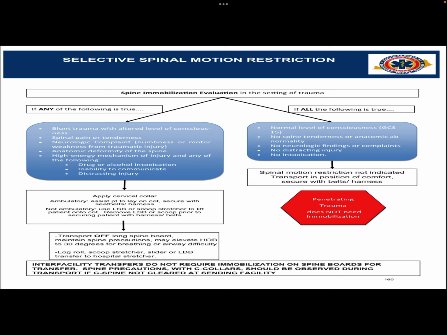altered level of consciousness, spinal pain or tenderness, they have some kind of neurologic complaint like numbness or motor weakness after traumatic injury, anatomic deformity to the spine, or they have a high energy mechanism of injury, and any of the following are true. Drug or alcohol intoxication, inability to communicate, or distracting injury, then you apply a cervical collar.